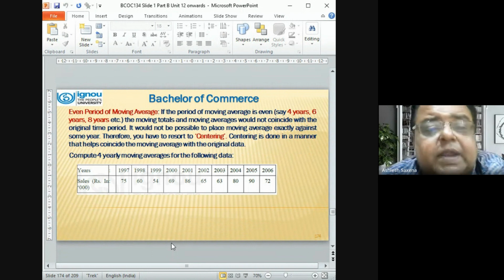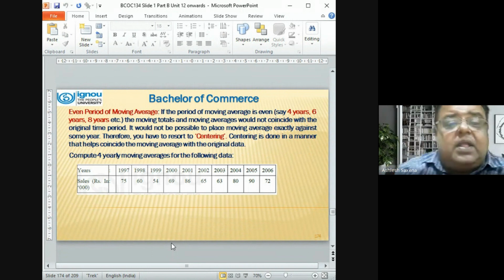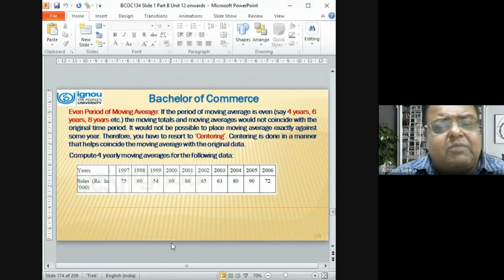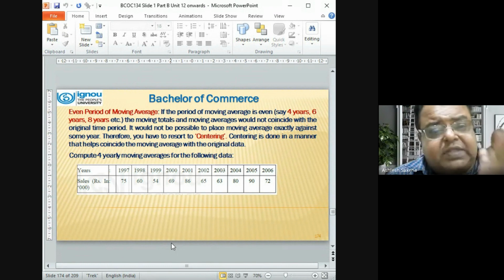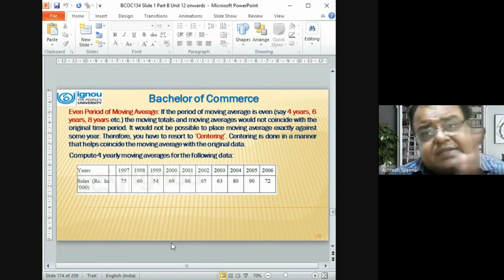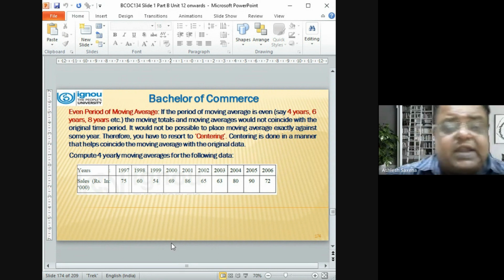Even period of moving average. If the period of moving average is even, so either 4, 6, or 8, the moving average total and moving average would not coincide with the original time period. It would not be possible to place the moving average exactly against the same year. Therefore, you have to resort to centering, and centering is done in a manner that helps coincide the moving average with the original data. But this is the data given to us.